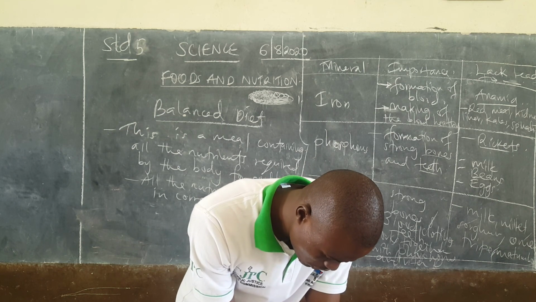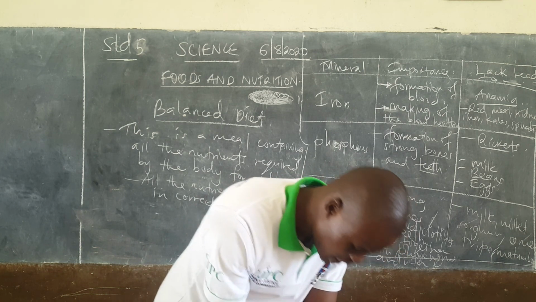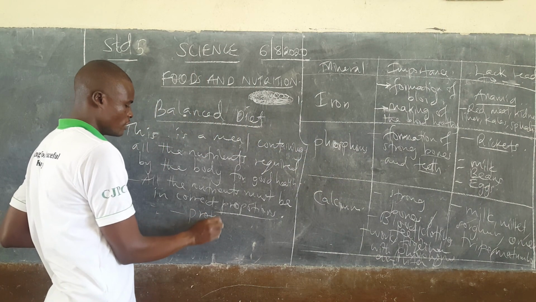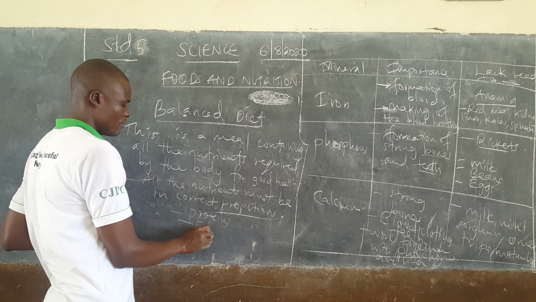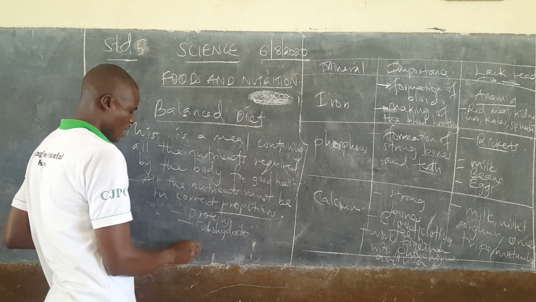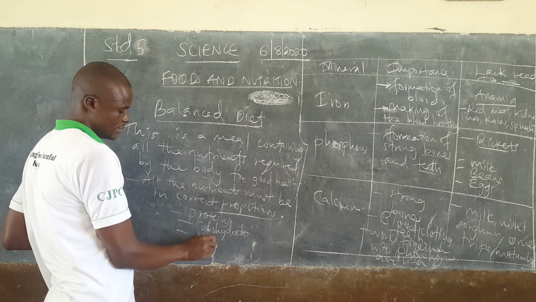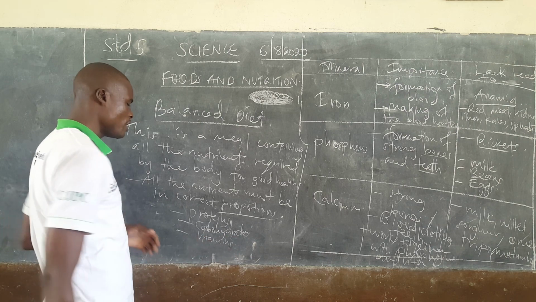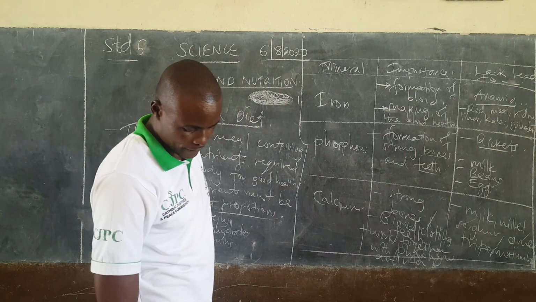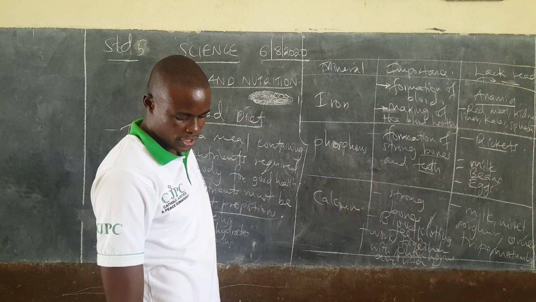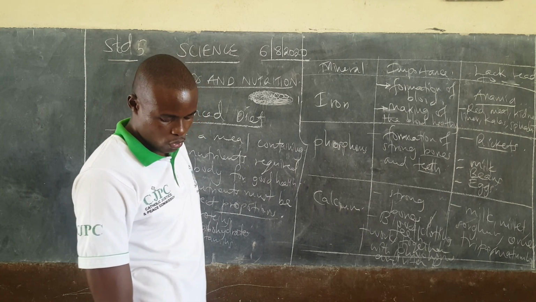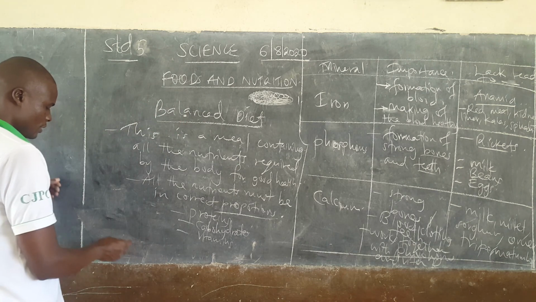So these nutrients include proteins, carbohydrates, and vitamins. We have proteins, we have carbohydrates, and lastly we have the vitamins. They should be in the correct proportion to make your body healthy. Then meals with enough proteins, vitamins, and carbohydrates are said to follow the rule of 3. The rule of 3.